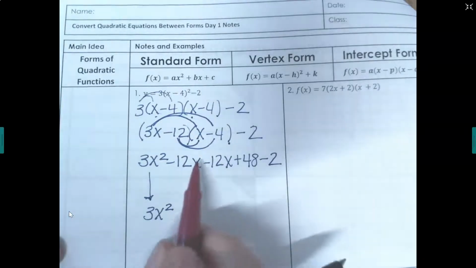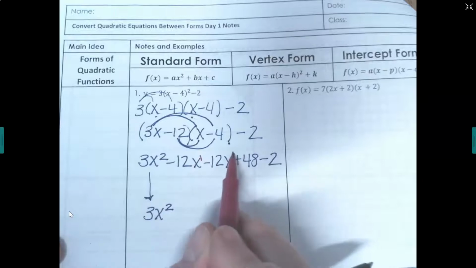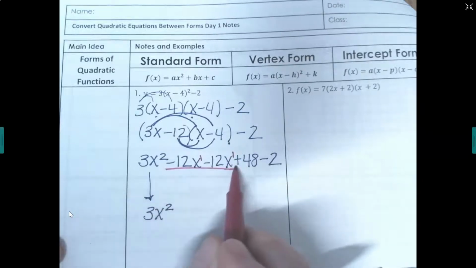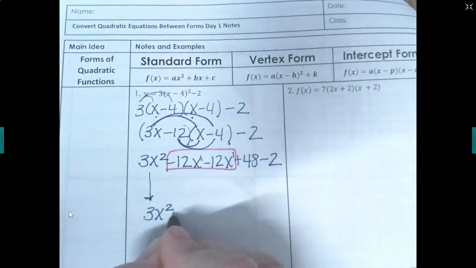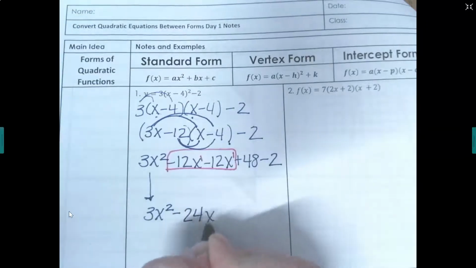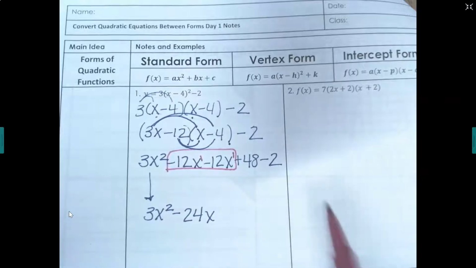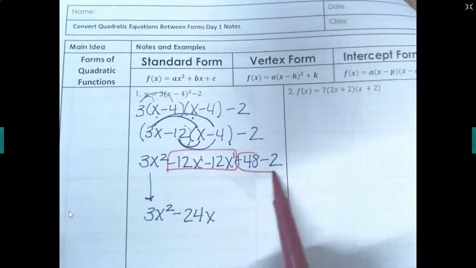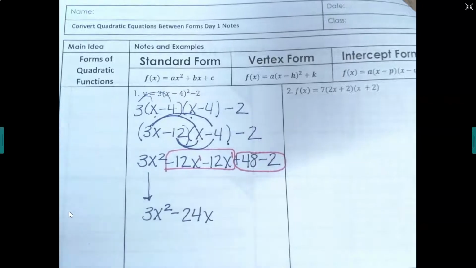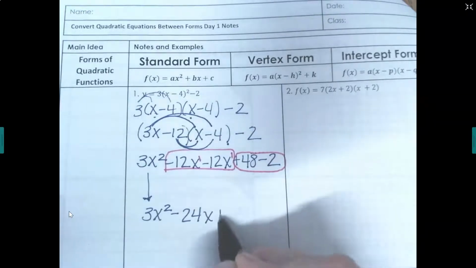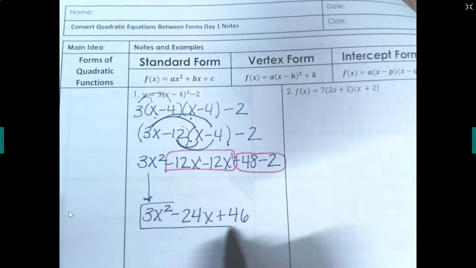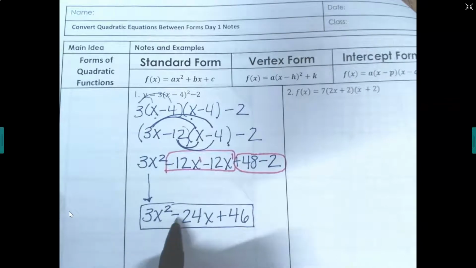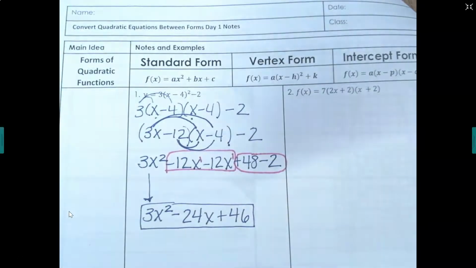But when I take a look, this is really an x to the first, and this is an x to the first. Those are like terms. We're going to combine them together by following their signs. So this says -12x minus 12 more x, which is going to give us -24x. And then I have two constants. I have a positive 48 and a -2. And 48 minus 2 is a positive 46. Now we are in the standard form. Ax squared plus bx plus c.